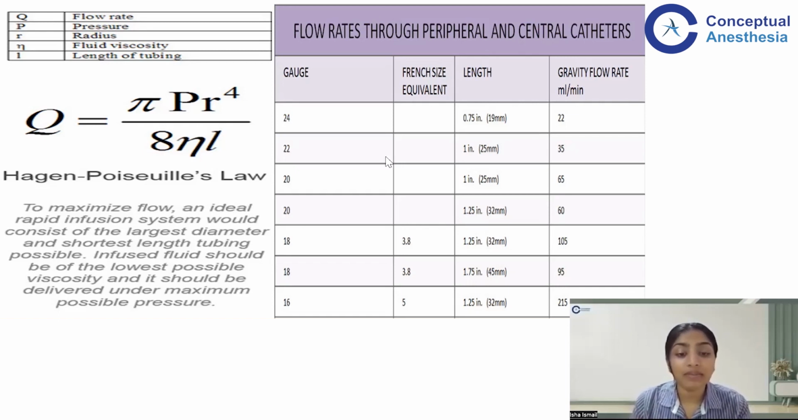So you can see in this table itself, the difference between 16 and 18 gauge, the flow is 95 ml per minute and 215 ml per minute just with the change of gauge in 2. So it is really helpful to know the Hagen-Poiseuille's and what is the rationale of using a peripheral access when it comes to fluid resuscitation or blood transfusion also.